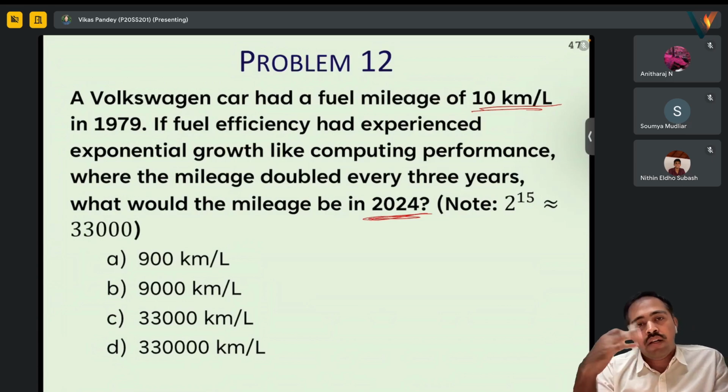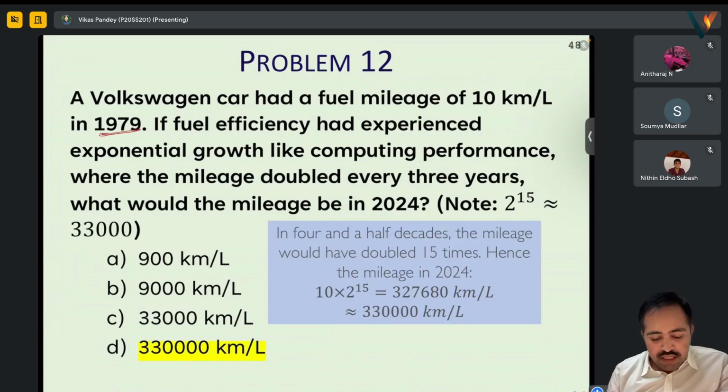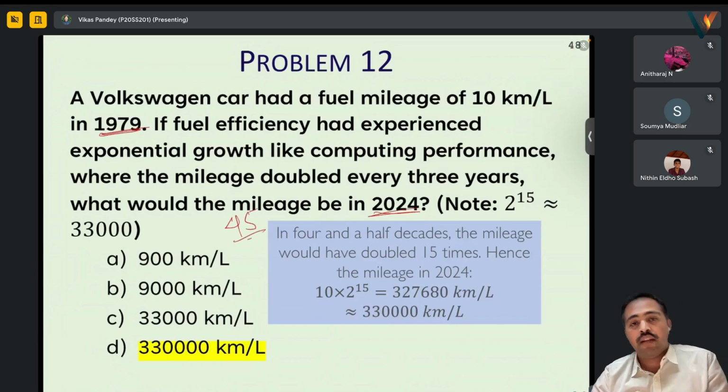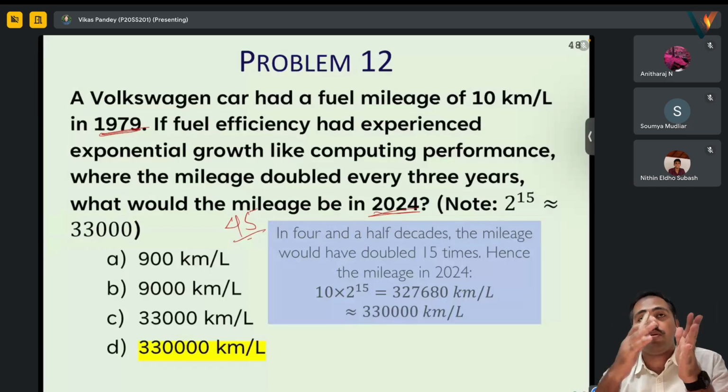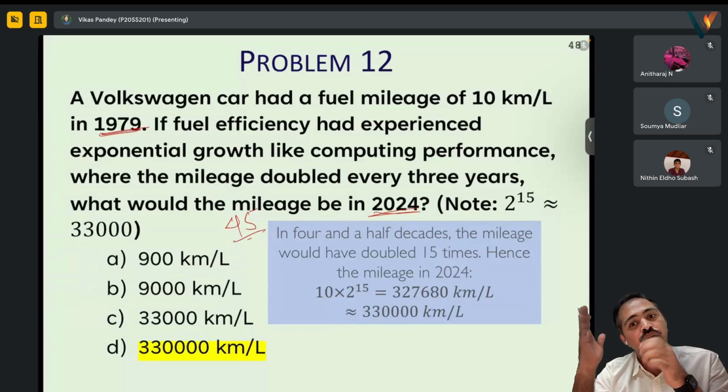So in total, if we see the difference, 1979 to 2024, it is 45 years, 4.5 decades, right? And it is saying that the mileage doubles every 3 years. So we divide it by 3, so we get 15, right? So it is doubling every 15 years. So 10 multiplied by 2 multiplied by 2, 15 times.